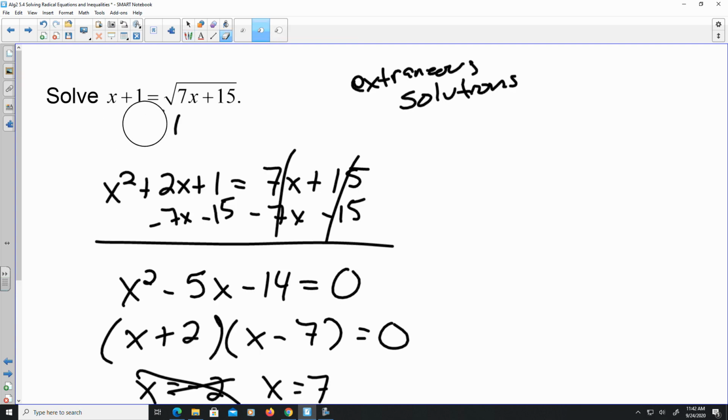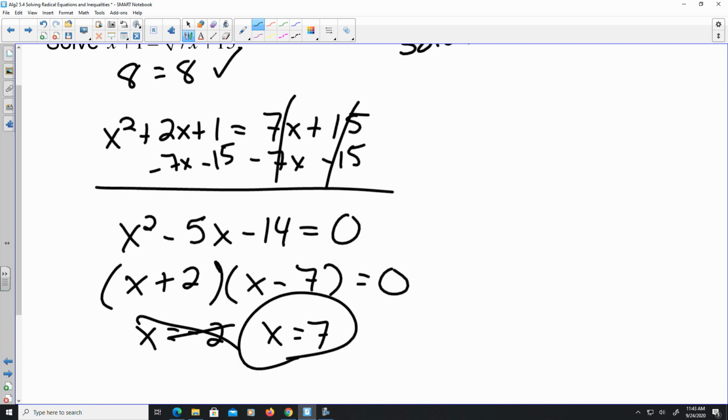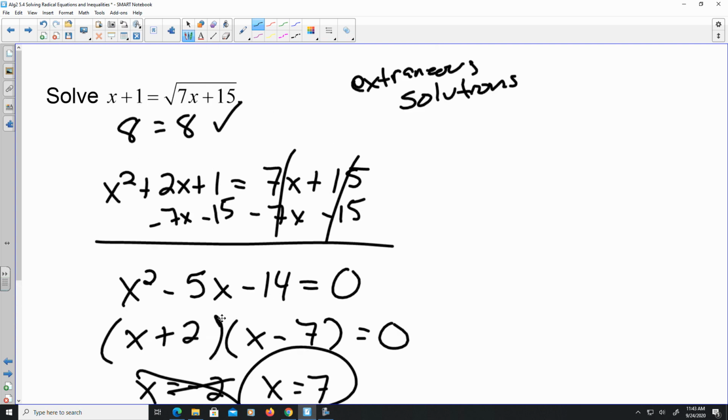Let's take a look at 7. So 7 plus 1 is 8. 7 times 7 is 49, plus 15 is 64. Square root of 64 is 8, and 8 does equal 8. So the only answer that works is x equals 7. So be sure that you check your work to make sure that you're getting the correct values for those different equations. And usually you're going to get some kind of extraneous solution, especially when you have a variable on the outside of a radical and a variable on the inside.